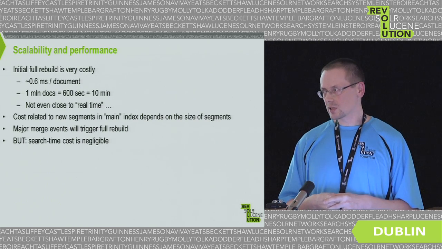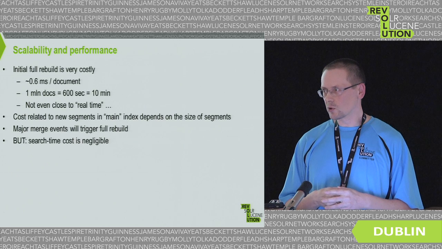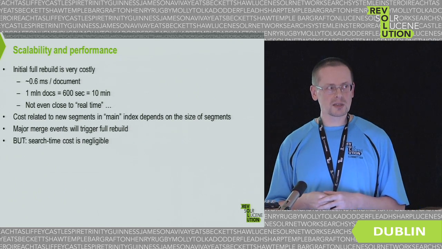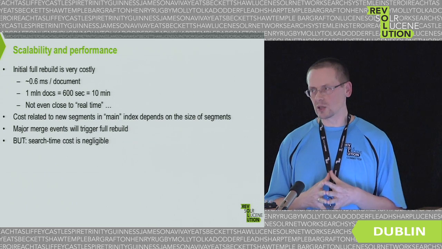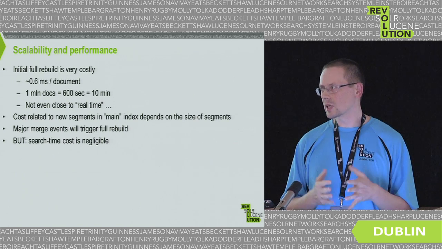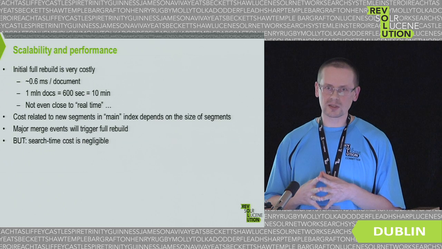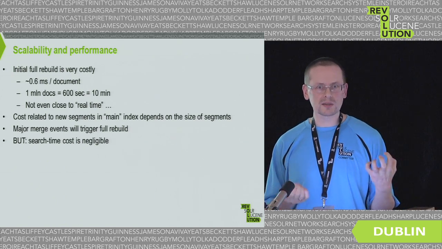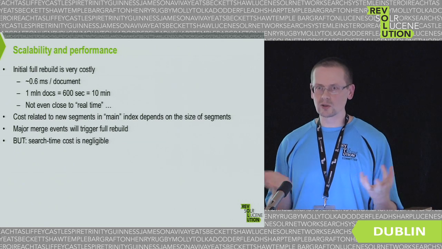The advantage of this is that even if you pay the cost of these major rebuilds, the search time cost is negligible. Parallel reader is really, really efficient. So it's nearly impossible to tell that the data really resides in two different indexes.